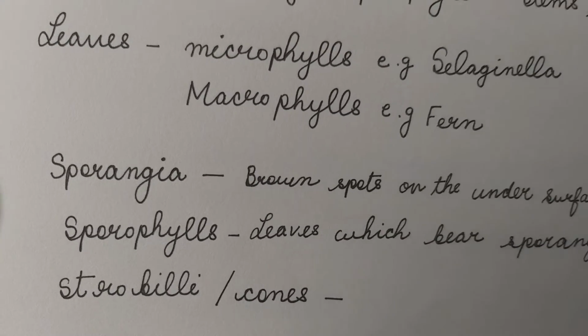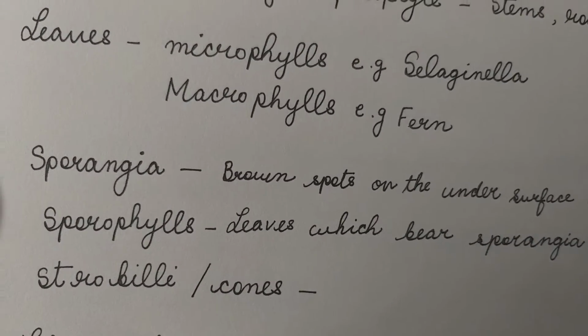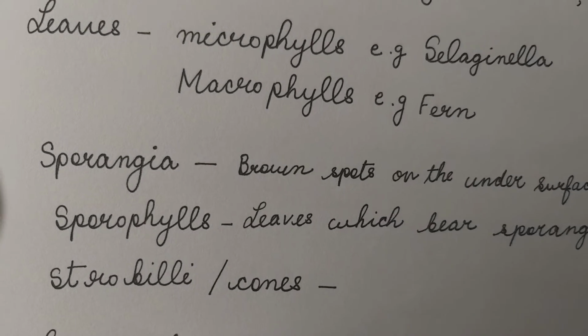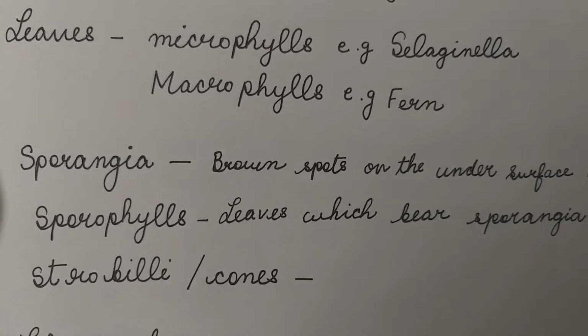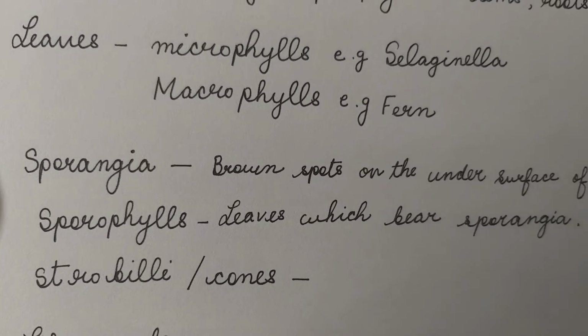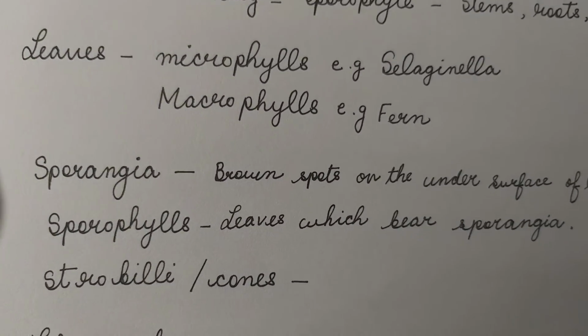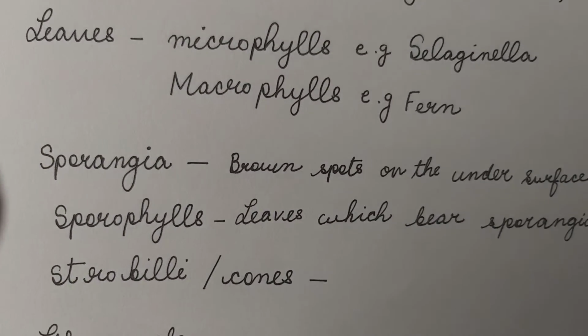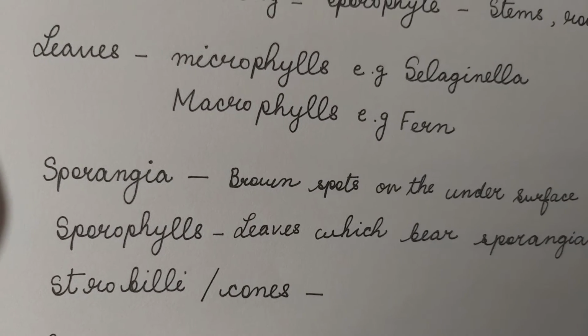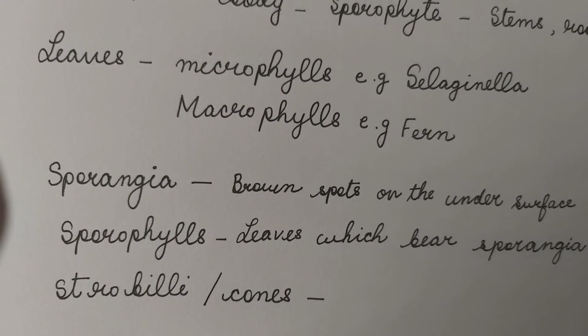Now sporophylls of pteridophytes are arranged into a compact structure which is called strobilus or cones, plural strobili. Strobili or cones.